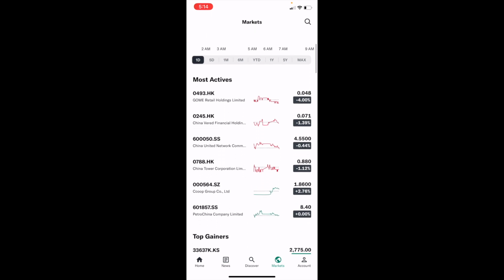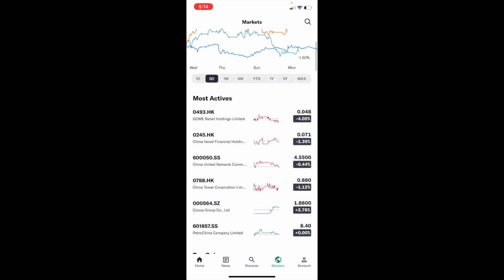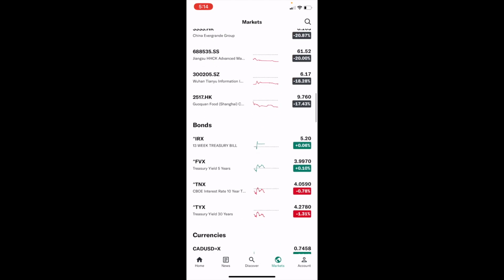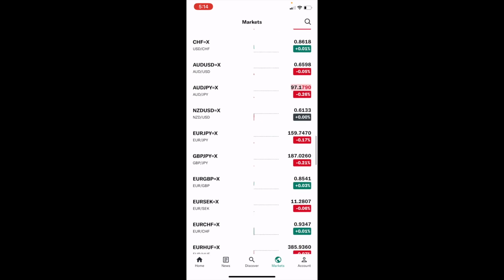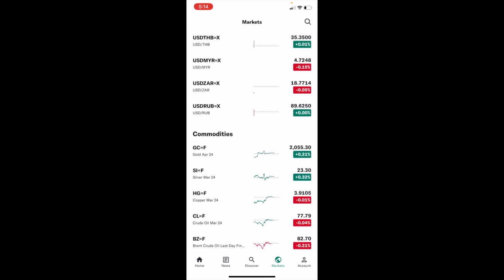You can view the most active stocks. You can view the indexes, which is not available right now, but you can go ahead and sort of play around with that. You can view the top gaining stocks. You can view the top losers, the bonds market in Asia, the currency market. You can also scroll down and view a whole bunch of different stuff right here, the commodities market, whatever the case may be. It's right in front of you, and it's fairly straightforward.